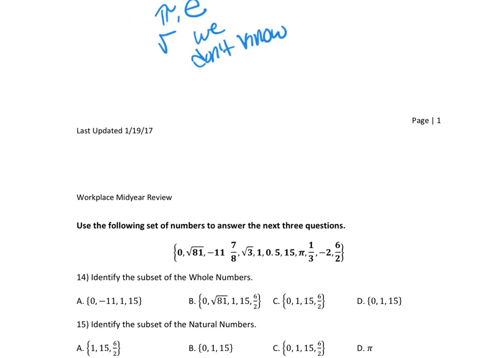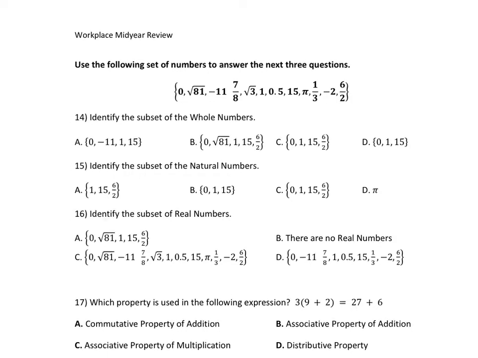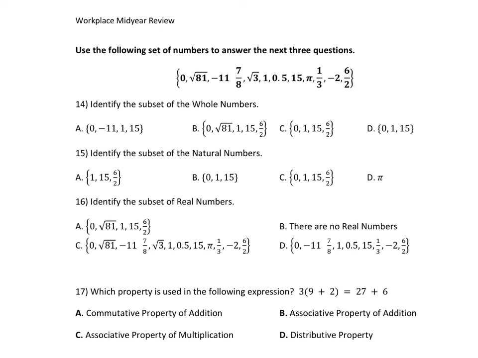All right. Again, same idea. We have our set of numbers here. So first you want to go through and simplify anything. Make sure it's all simplified as much as possible. So 0 is good. Square root of 81 is equal to 9, so we treat that like a 9. Negative 11 is good. 7 over 8 is simplified as much as we can. Can't do anything with square root of 3. The only other thing that can be simplified is here, 6 over 2. That's equal to 3, so we treat that like a 3.